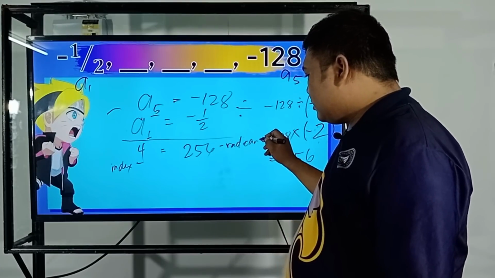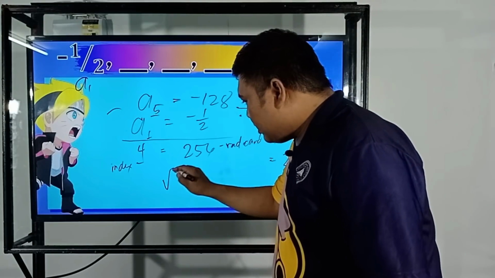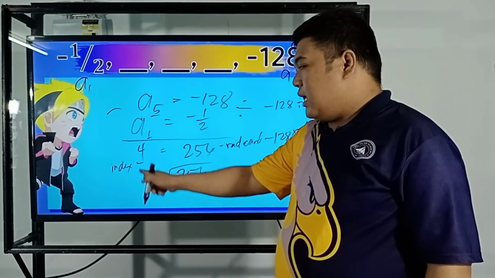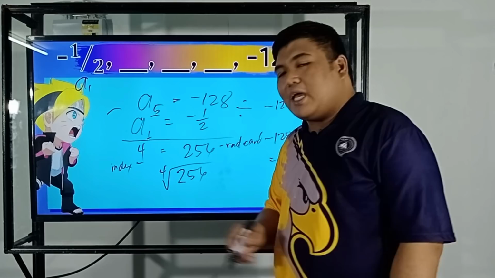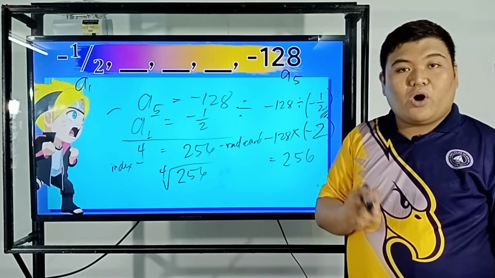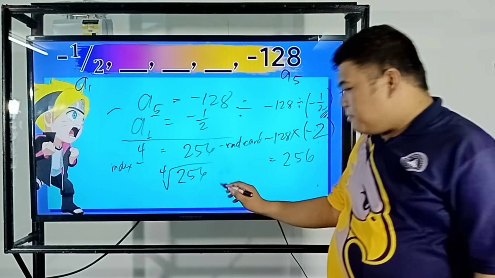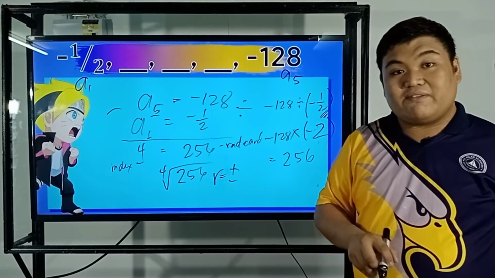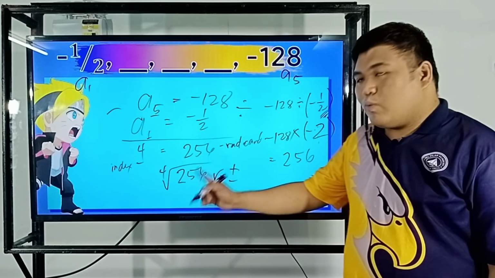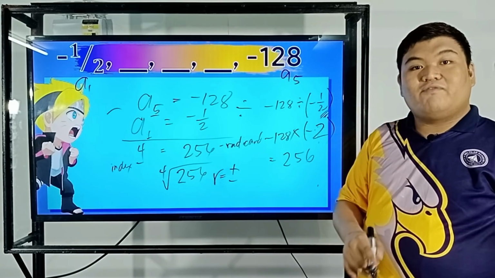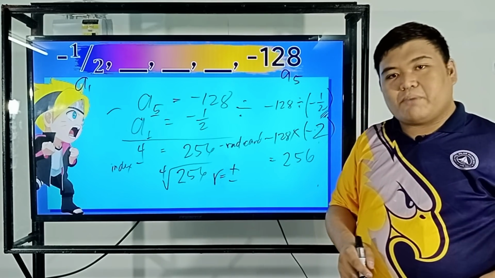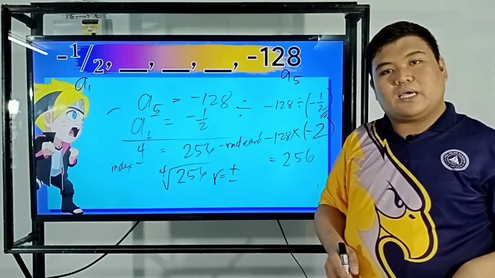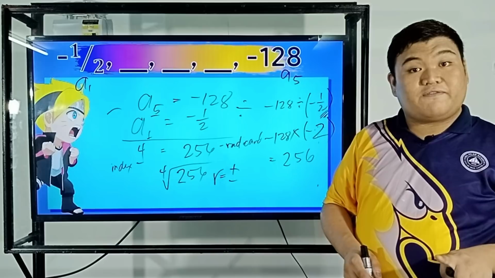radicand. O, sulat ulit, see, radical sign. Radicand, nasa loob, 256. Index ay 4. Ayan na naman tayo, index ay 4. 4 is an even number. So that means our common ratio will have both the positive and the negative sign. And what is the fourth root of 256? Ano yung numbers na kapag pinag-multiply mo sa sarili niya ng 4 na beses, the answer will be 256.